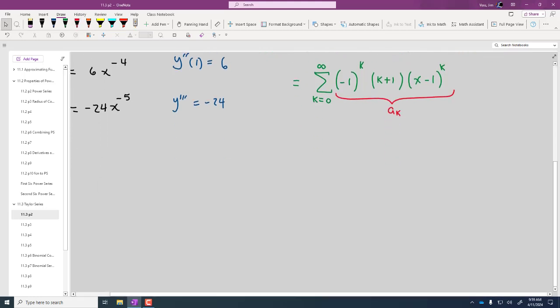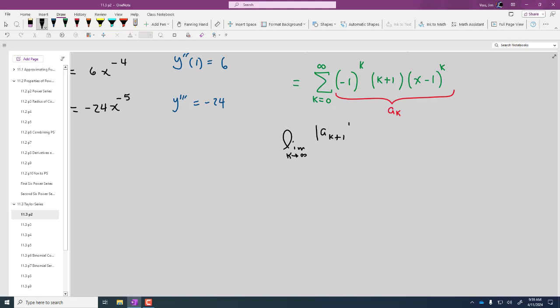Now we have our a sub k, and this will lead us to the interval of convergence. So we take the limit as k goes to infinity of the absolute value of a sub k plus 1 over the absolute value of a sub k. We're taking absolute value, so the switch does not matter. That thing is gone. So we're going to have k plus 1, actually k plus 2, right? We're replacing the k with k plus 1. If we replace that k with k plus 1, we have k plus 1 plus 1, which is k plus 2.